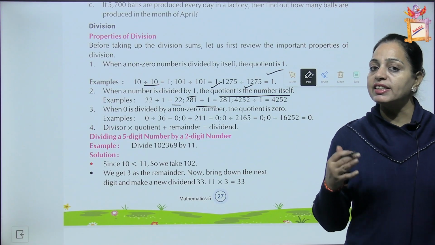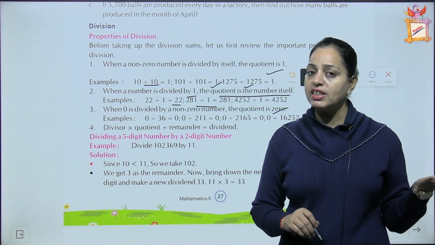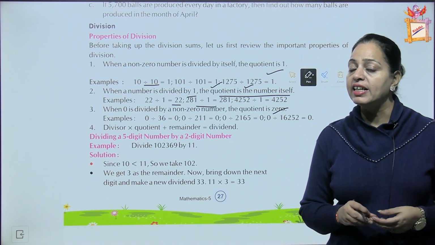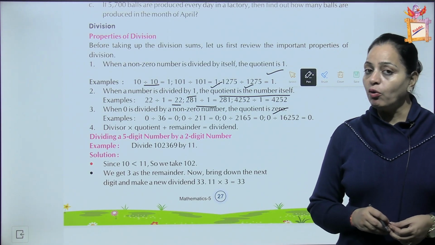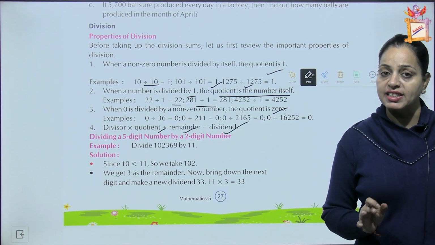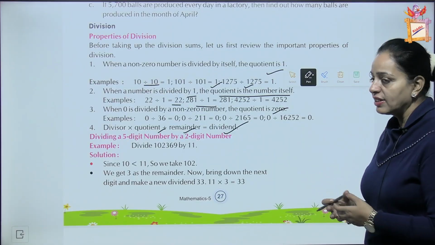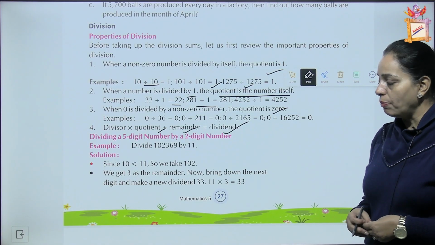Now third one, when 0 is divided by any number, the quotient is 0. अगर हम 0 किसी नंबर से डिवाइड करेंगे, you will get 0 only. And the fourth one, divisor into quotient plus remainder equals to dividend. This is the property, or this is the one result. Okay, so you have to keep in mind.